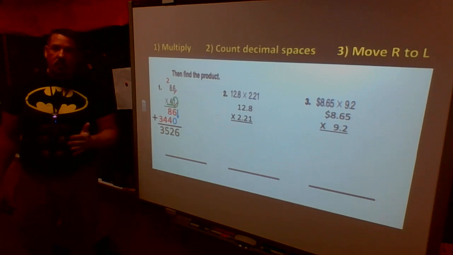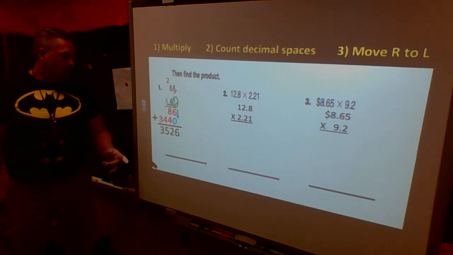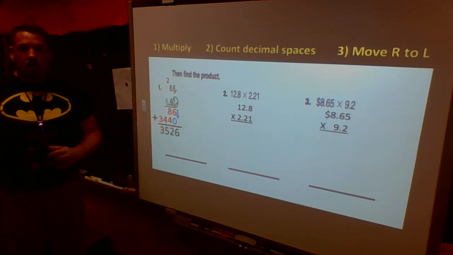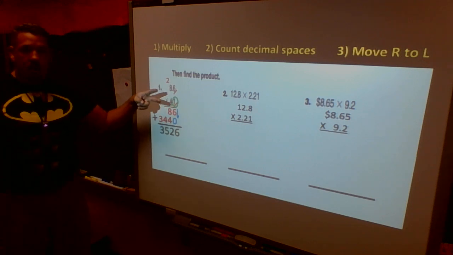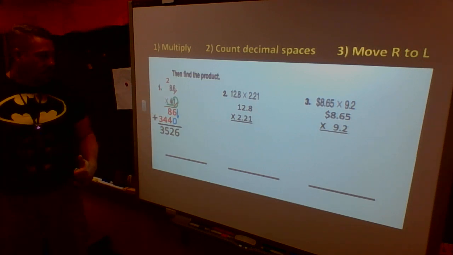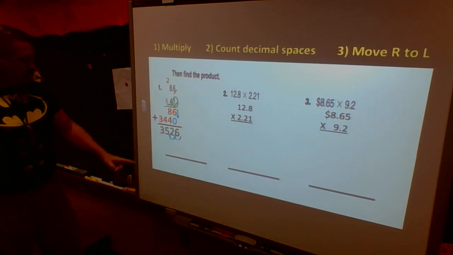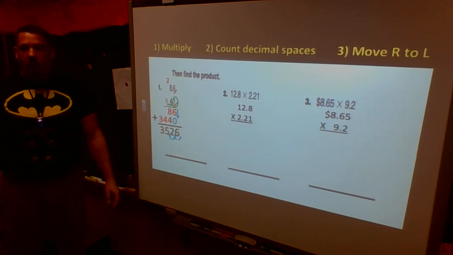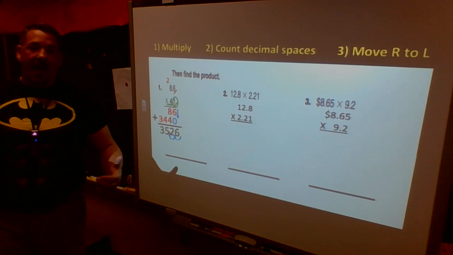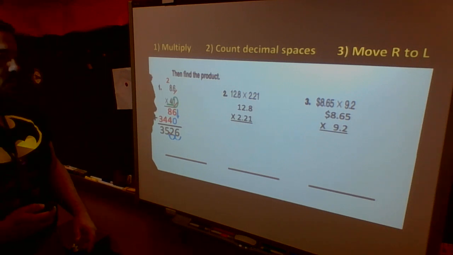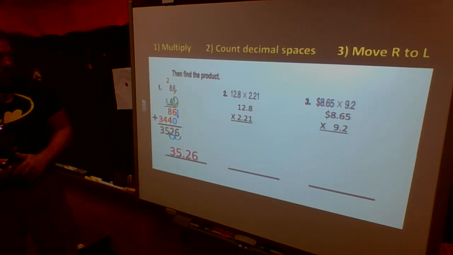So I have 3, 5, 2, 6, but that's not my answer because I have to count decimal spaces. 2 decimal spaces. Moving in what direction? From right to left 2 times. Put my decimal where it belongs. I end up with 35 and 26/100ths as my answer on my answer line.